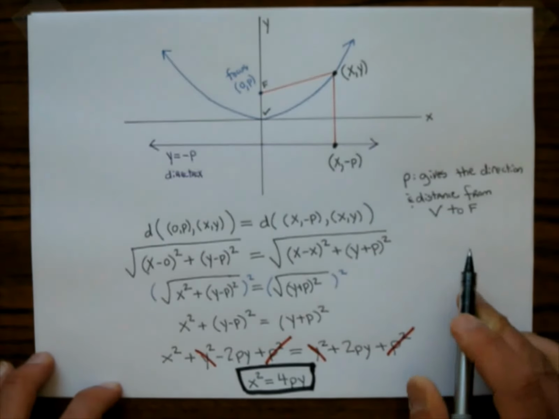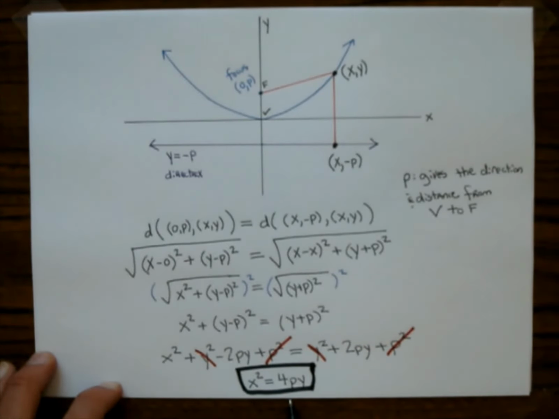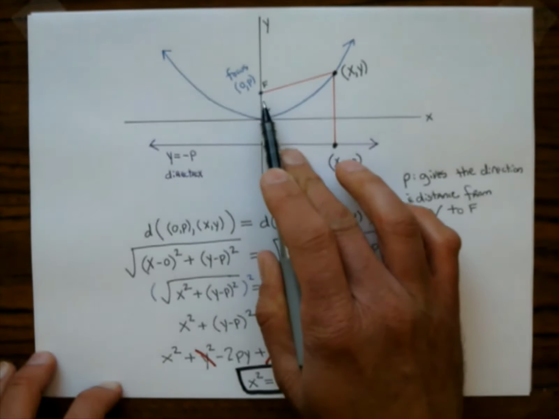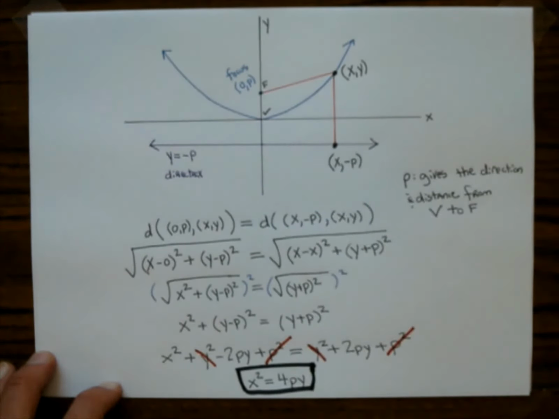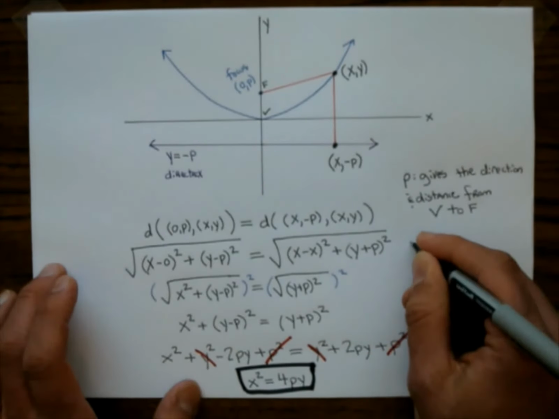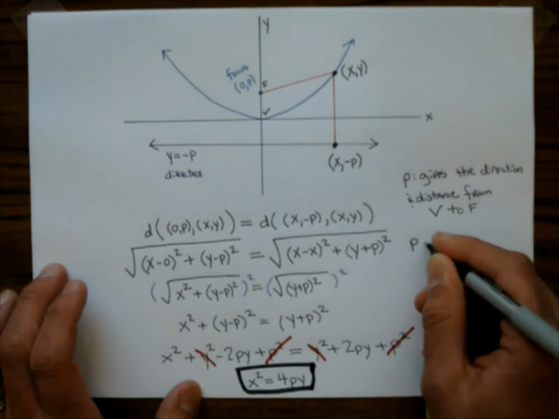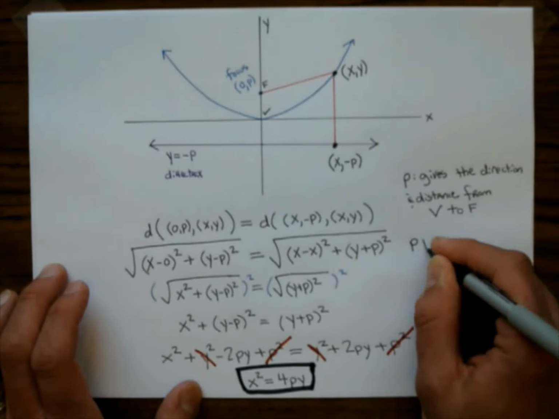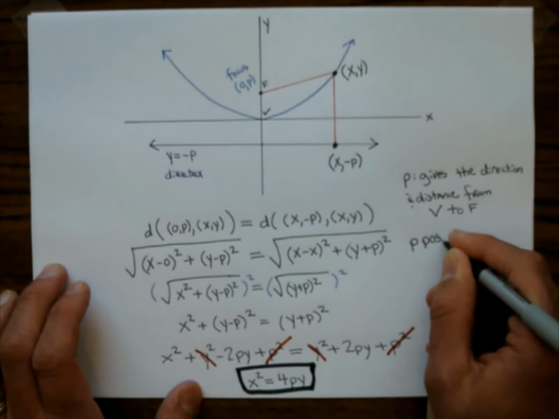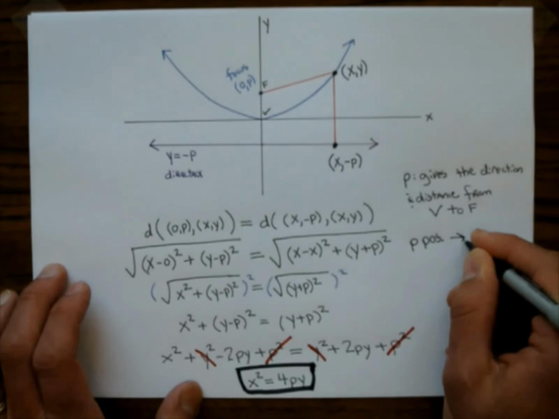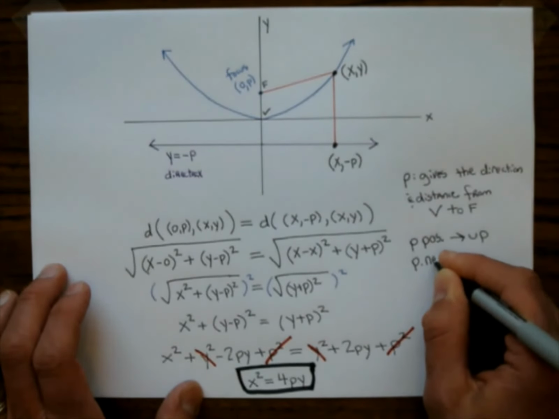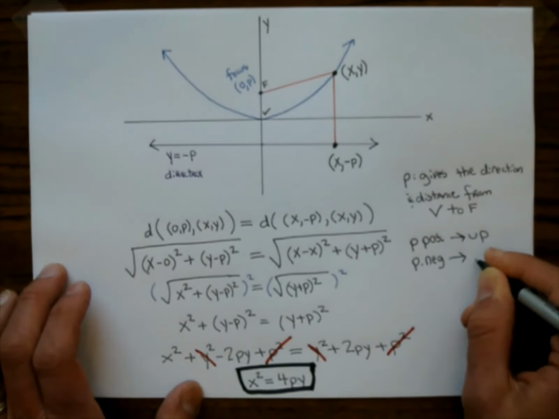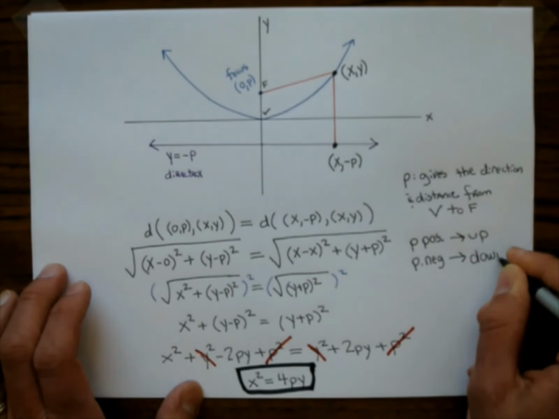And so sometimes p could be negative, and if p was negative, the focus would be below, and the directrix would be above, and the parabola would open down. So let's just put that when p is positive, then the parabola opens up, and when p is negative, the parabola opens down.